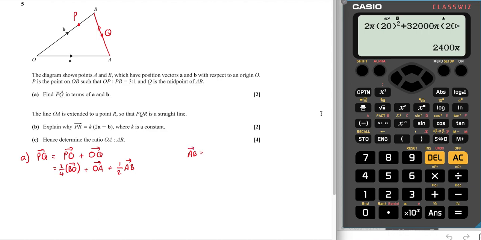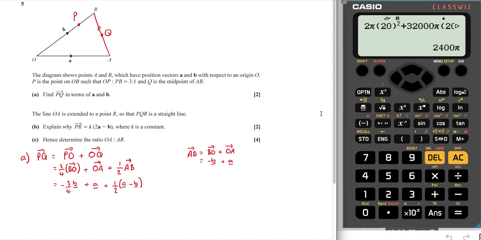A to B is go backwards along B to O, and then forwards along O to A. So that's going to be minus B plus A. Right, so we've got 3/4 of B to O. B to O is negative B, so that's negative 3/4 of B, plus O to A, which is A, plus a half of A to B, which we worked out on the right, which is A minus B.